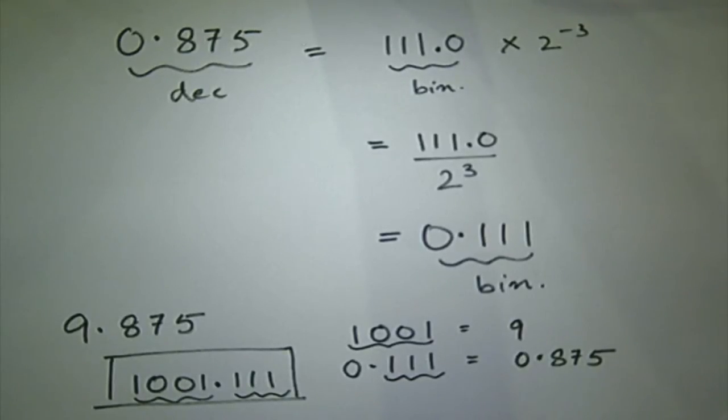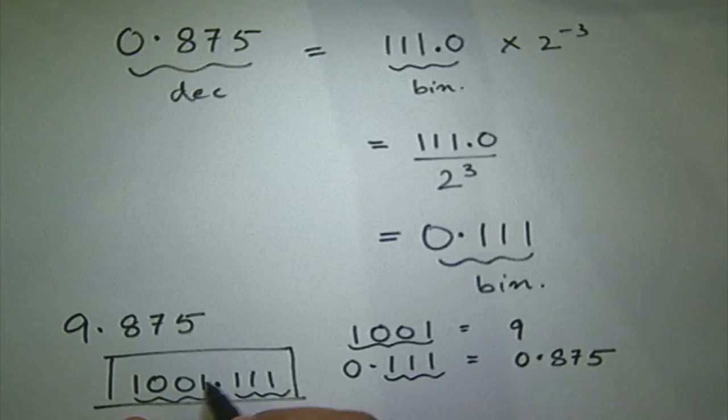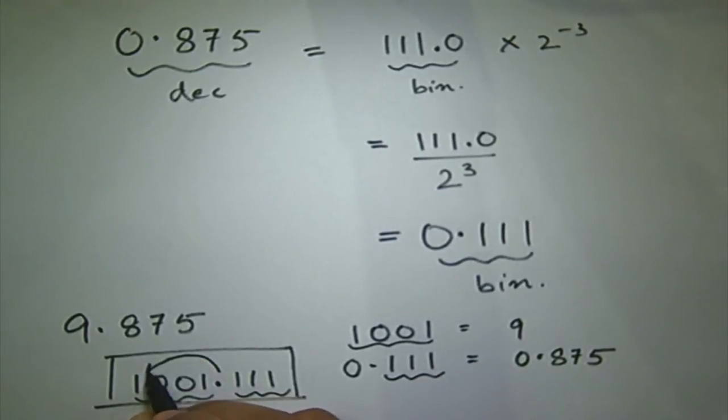So to the left of the radix point, there are 4 digits. There are 4 bits, rather. A normalized mantissa requires that to the left of the radix point, there is exactly 1 bit, and that bit has to be 1, right? So therefore, I've got to shift this over here. How do I do that? By dividing by 2 raised to 3. But then if I'm dividing by 2 raised to 3, I have to also multiply by 2 raised to 3, right?